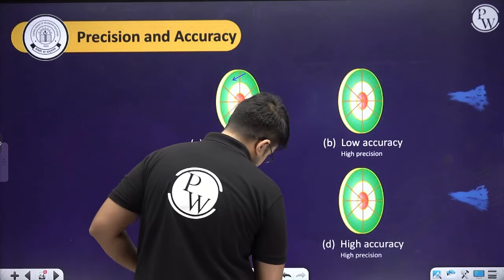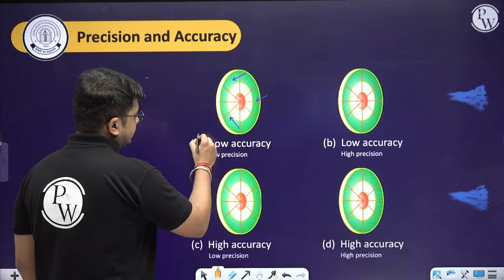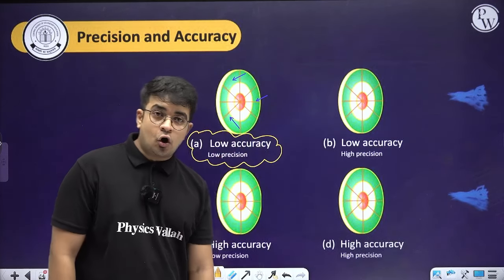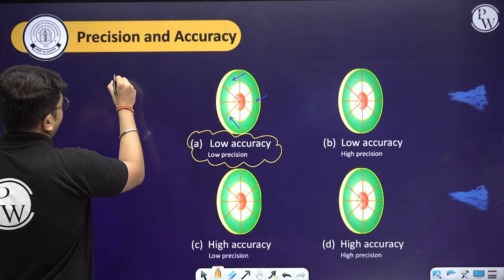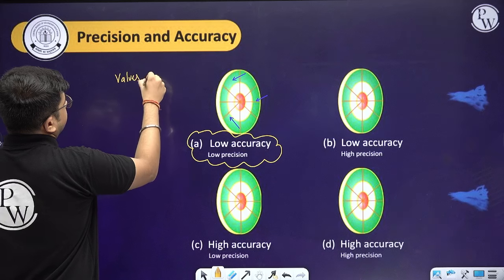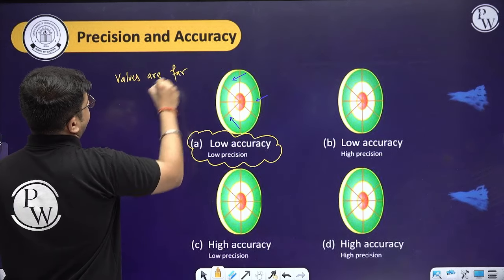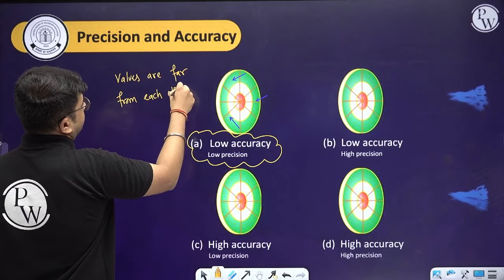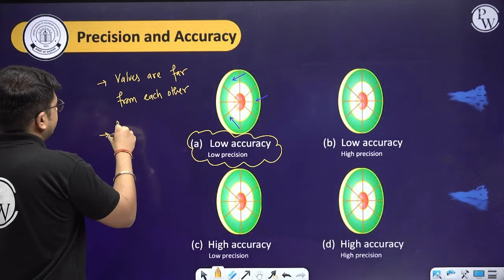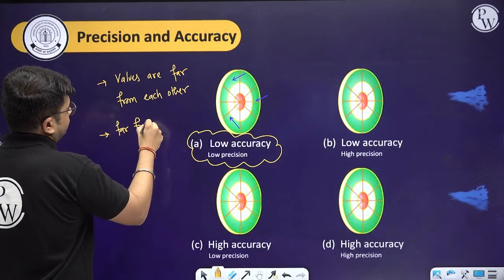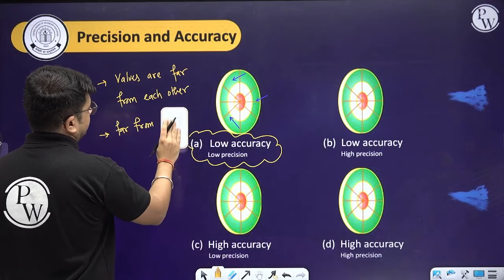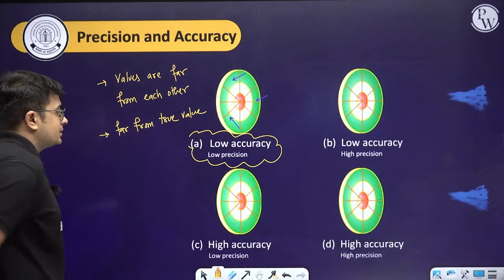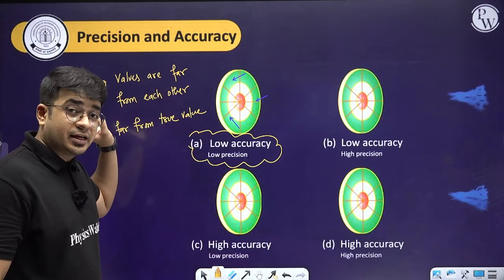It means the result has a low accuracy as well as a low precision, because all the values are far from each other, and they are far from the true value. It means they are neither accurate nor precise.